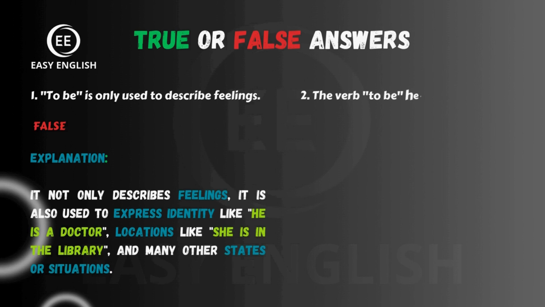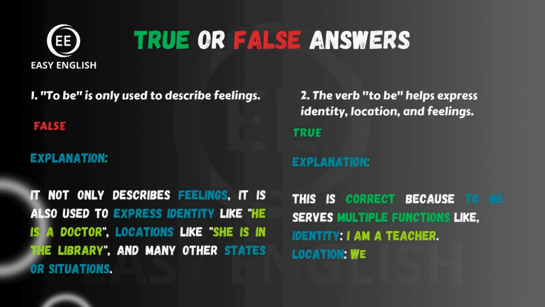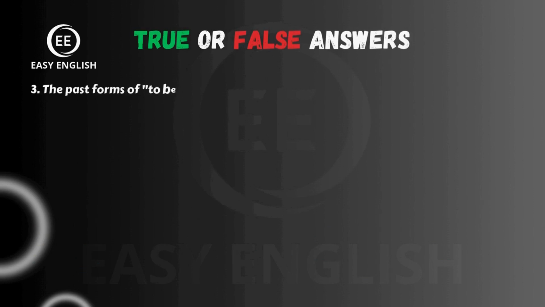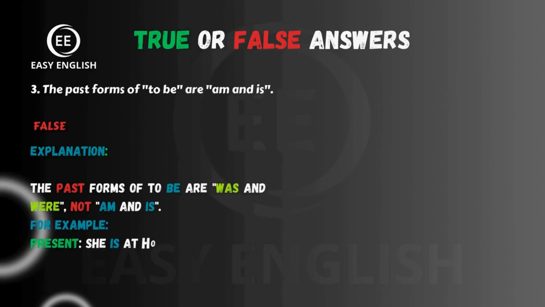2. The verb to be helps express identity, location, and feelings. True. Explanation. This is correct because to be serves multiple functions like identity, I am a teacher. Location, we are at the park. Feelings, she is tired. 3. The past forms of to be are am, and is. False. Explanation. The past forms of to be are was and were, not am and is. For example, present, she is at home today. Past, she was at home yesterday.